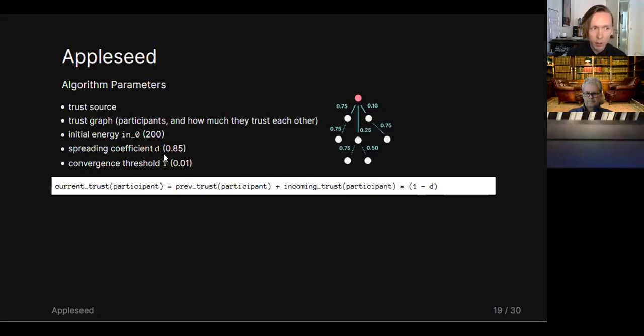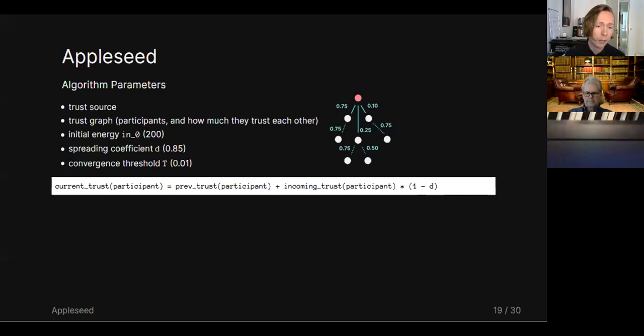So we have this thing called the spreading coefficient. The spreading coefficient basically determines how much of the incoming energy each node is allowed to keep. Respectively, it's also saying how much it will pass on to the other nodes. In this case, it's defined between 0 and 1.0, or again, 0 to 100%. And it says here, we're allowed to keep 1 minus d, which is 1 minus 0.85, or 0.15. So we're allowed to keep 15% if we use this default and assign that to our trust rank.